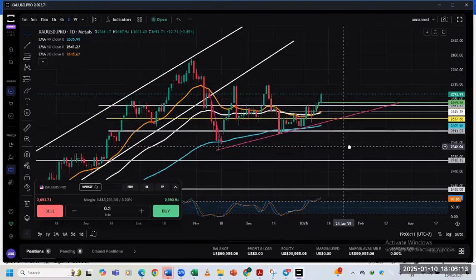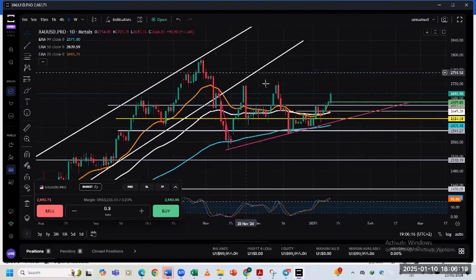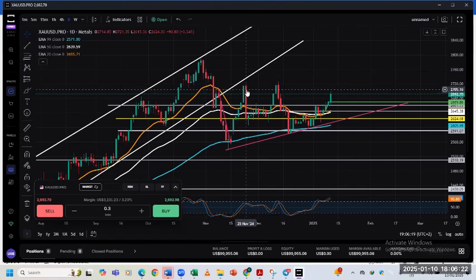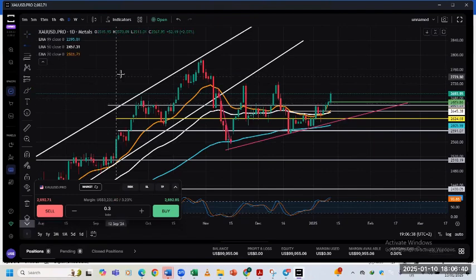I'm trying to look for areas of support and resistance. How do I do that? You see these candles? Where they stop. Whenever I can put a line over a common area, I come to this tool here. I'm going to look for the horizontal ray. This is the horizontal ray.